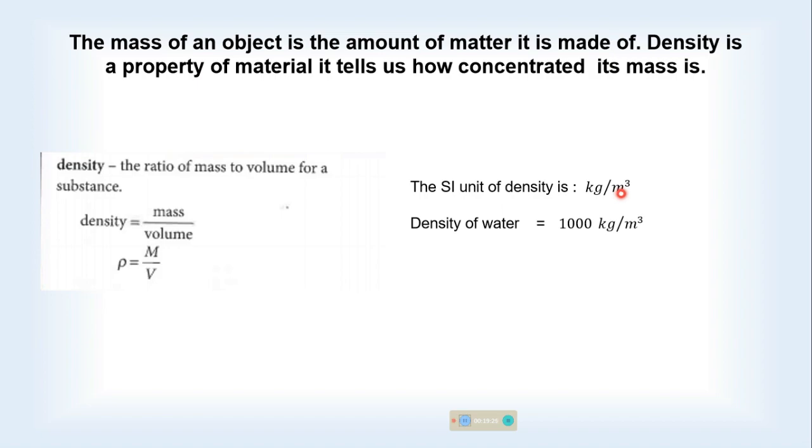Now if you have 15 kilogram of cotton and 15 kilogram of iron bar, will the density of cotton be more or the density of iron bar be more? The answer is definitely that the density of iron bar is more, because the volume occupied by 15 kilogram of cotton will be much more as compared to the volume occupied by the iron bar.